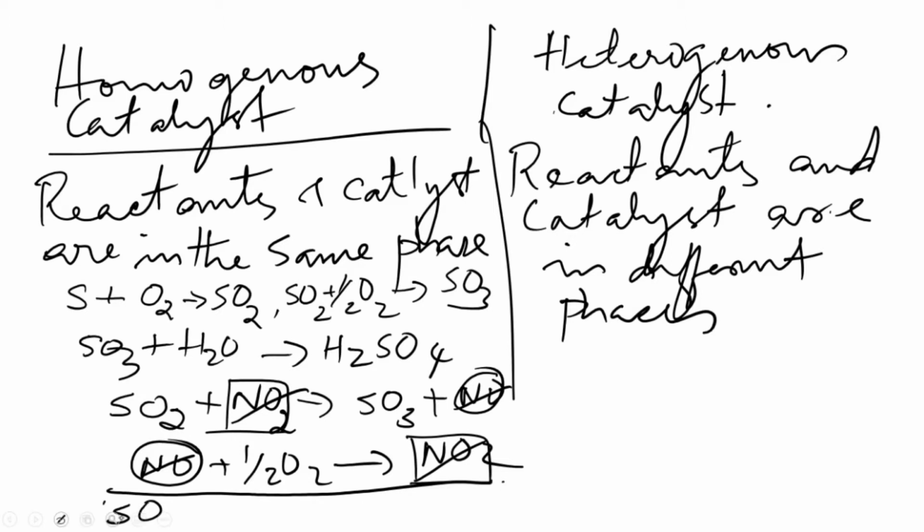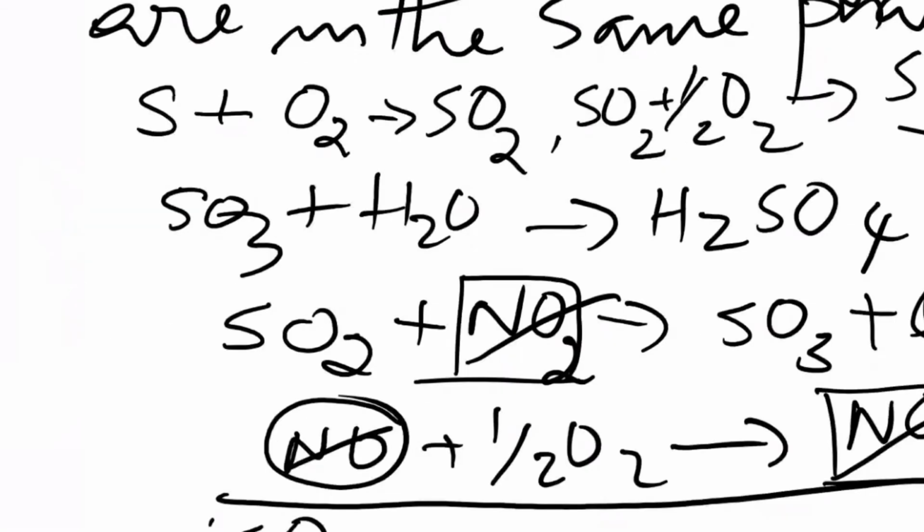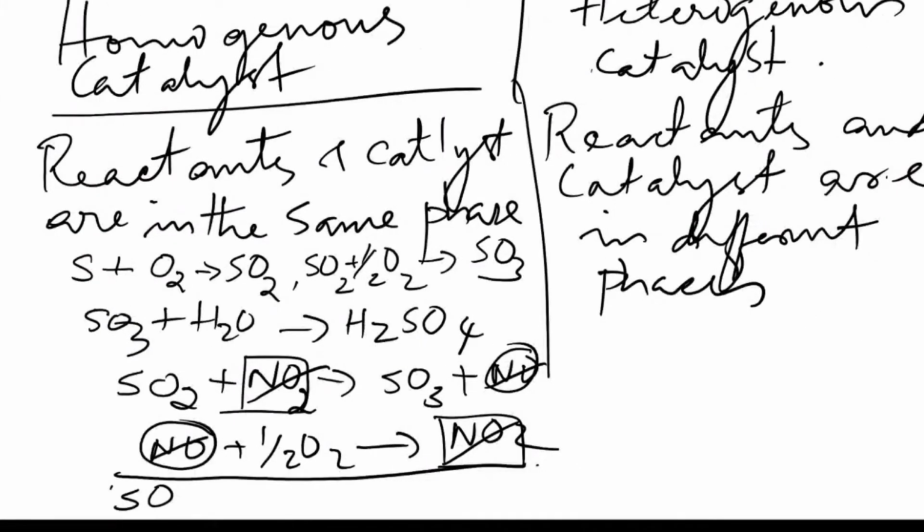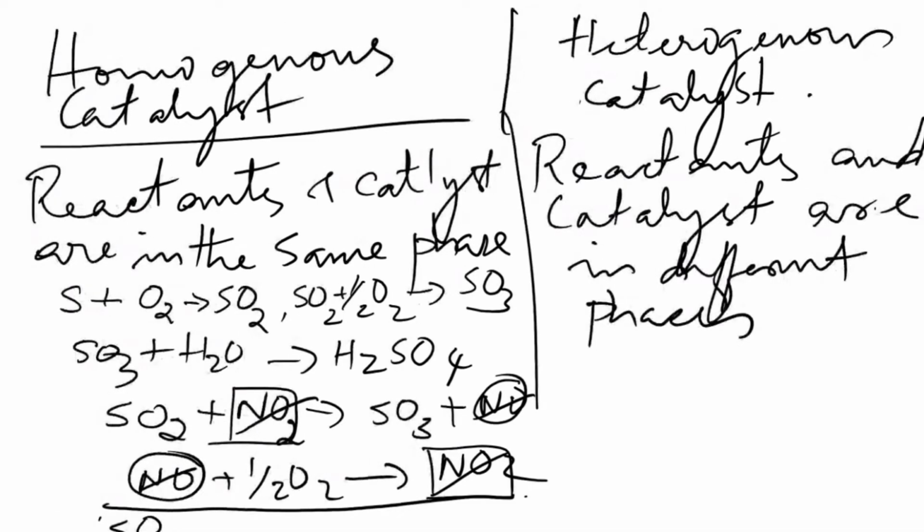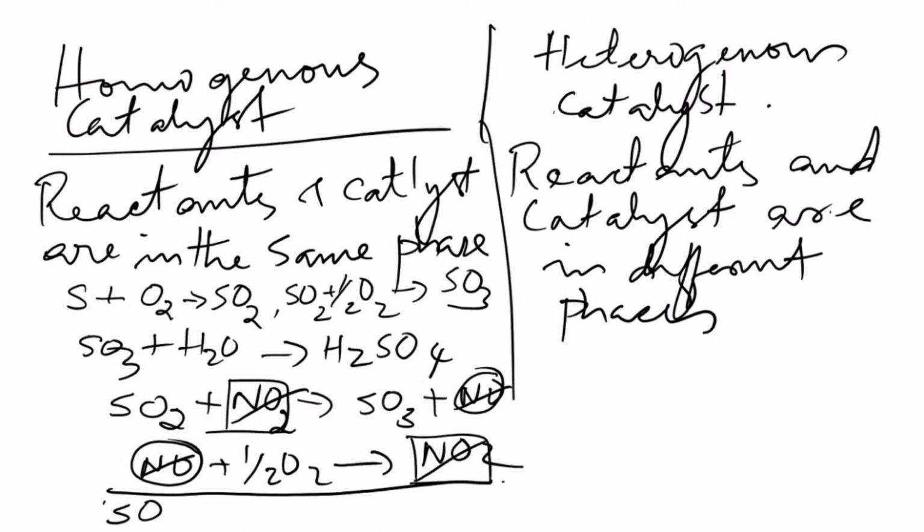Well, it's not letting me write there. Okay. So I'm going to rewrite it over here. So that is the step. So the second step, where we produce sulfur trioxide by oxidizing it in the presence of nitrogen dioxide, which is a catalyst.